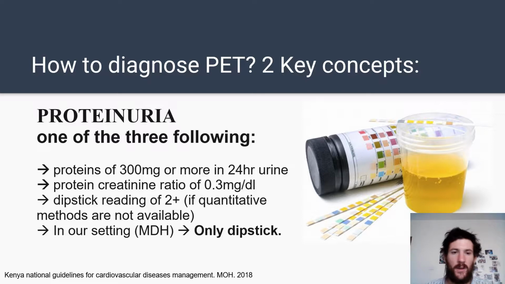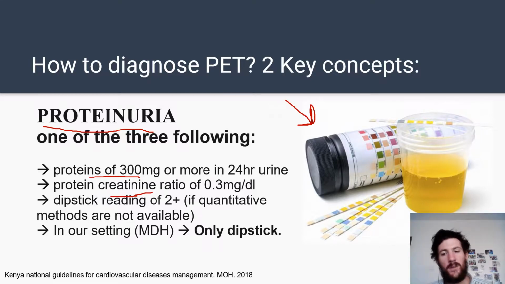After the blood pressure, as I said to you, is the proteinuria. There is another definition that is very important. This is the image that we're going to use to define proteinuria during the whole presentation. And it can be defined according to the Kenya guidelines in 3 different ways. Proteins of 300 milligrams or more in a 24 hours urine collection, that is not available in our hospital. A creatinine and protein ratio of 0.3, this is also not available in our hospital. And the dipstick reading of 2+.